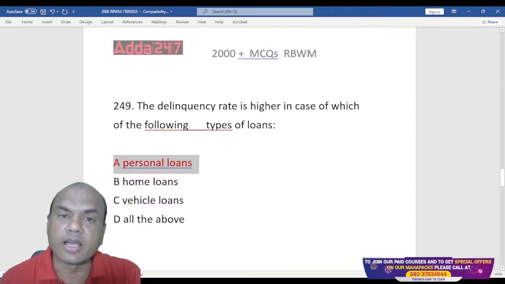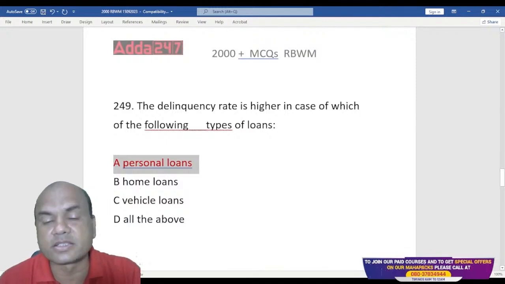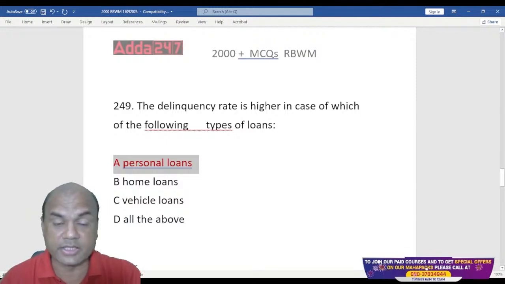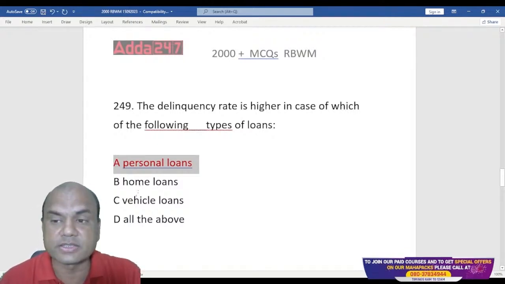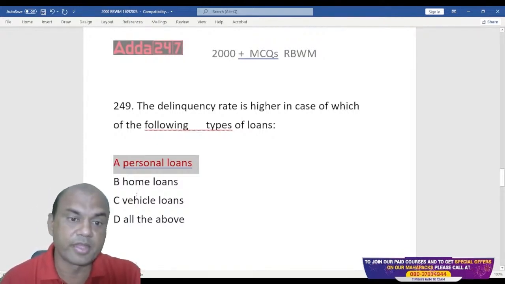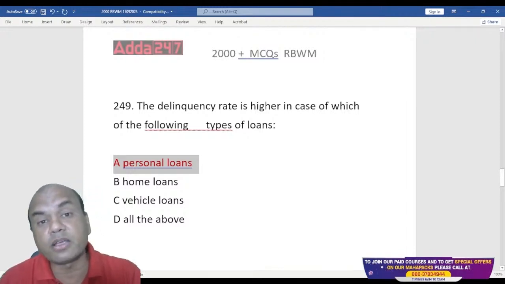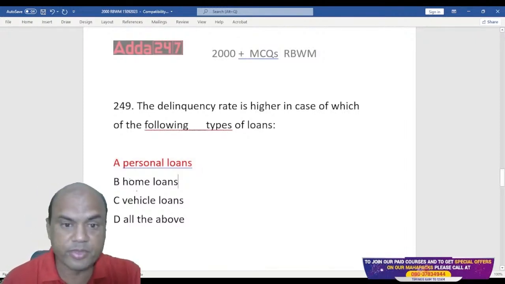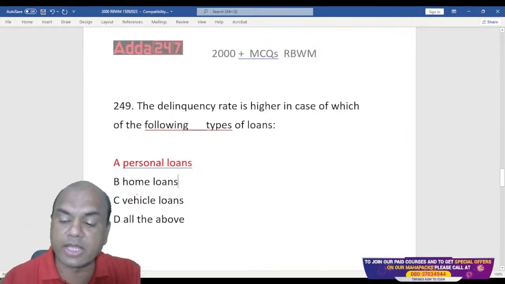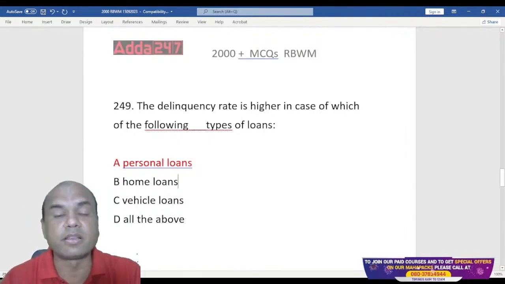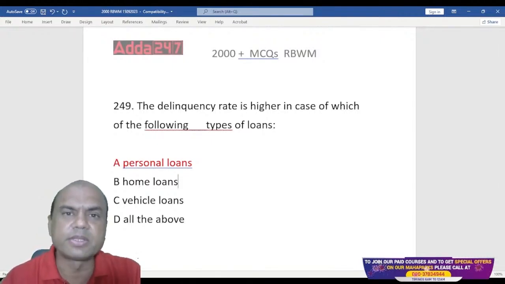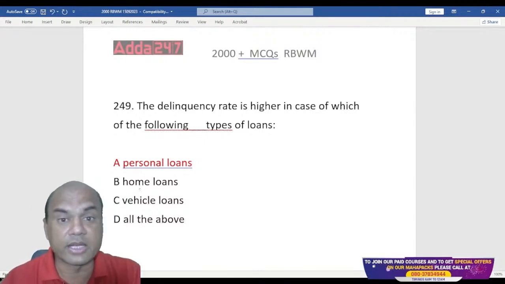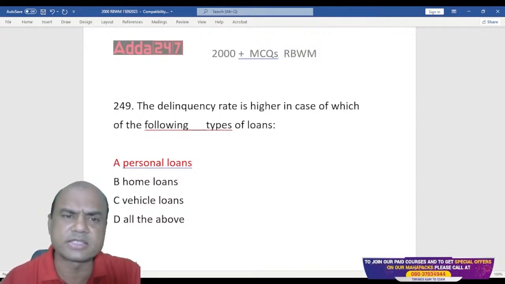The person with the higher CIBIL score has fewer chances of defaulting. Here I am saying chances. It's not that the person will not default. There are fewer chances that the person will default in case of personal loans with a higher CIBIL score. That's why in personal loans, we take the help of CIBIL, or nowadays not only CIBIL, there are 3 to 4 agencies: CIBIL, Equifax, TransUnion, and Dun & Bradstreet.